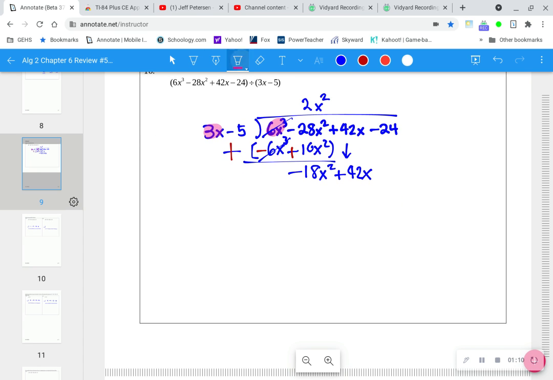And we're still trying to match this front one with this front one. In order to do that, you're going to multiply by negative 6x. Negative 6x times 3x does indeed match it. You want it to match now. Later, when you change the signs, you'll be canceling them. So the negative 6 times the back half of this is going to be positive 30x.